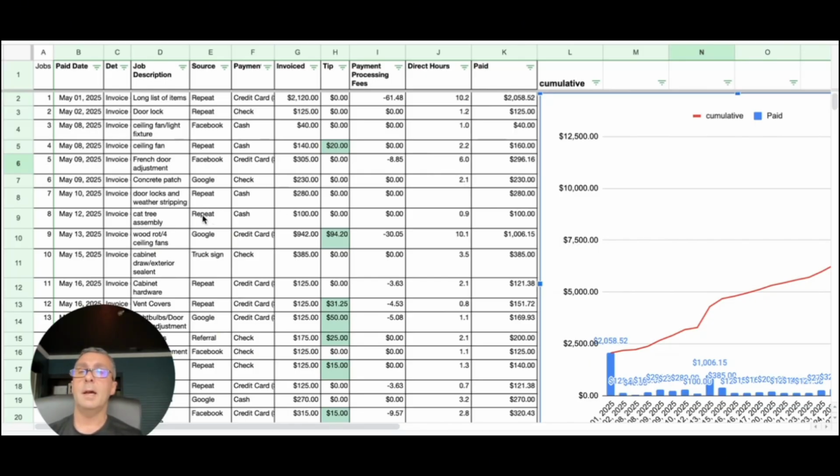Moving down the line, I had another repeat customer that had some door locks that they wanted to replace, some rekeying, and then some weather stripping.